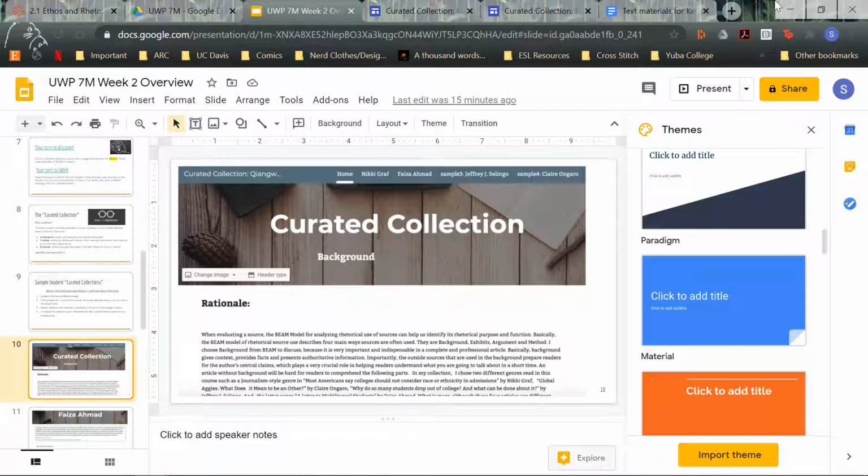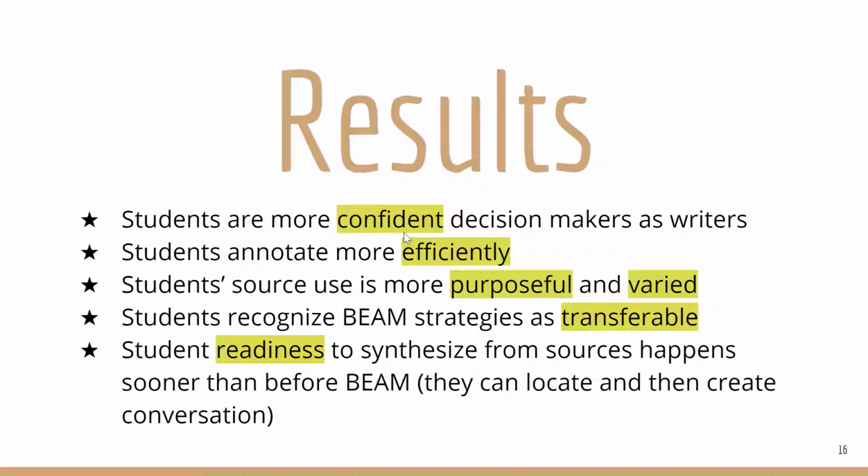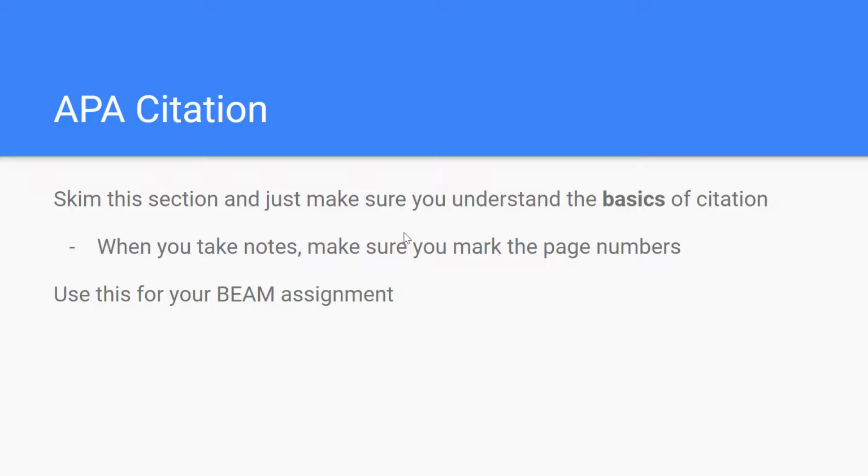Okay, so these are just some more pictures that show you the examples that have been included here. So ultimately, after you do the BEAM project, the idea is you're going to feel more confident as a writer. You're going to read and annotate more efficiently and more quickly. You're going to be more purposeful and varied when you choose sources. You're going to recognize BEAM sources as being transferable, which means using them for more than one purpose. And you're going to be able to synthesize sources much more easily.